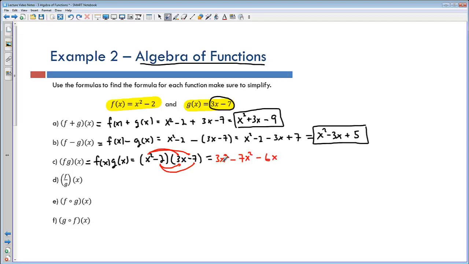Oh, and this is supposed to be a cube right here. Let's just fix that real fast. So that shouldn't be a square, that should be a cube. Because it's x squared times x. All right, so where were we? So minus 2 times 3x is a negative 6x, and then minus 2 times minus 7 is a plus 14. And so that's f of x times g of x.